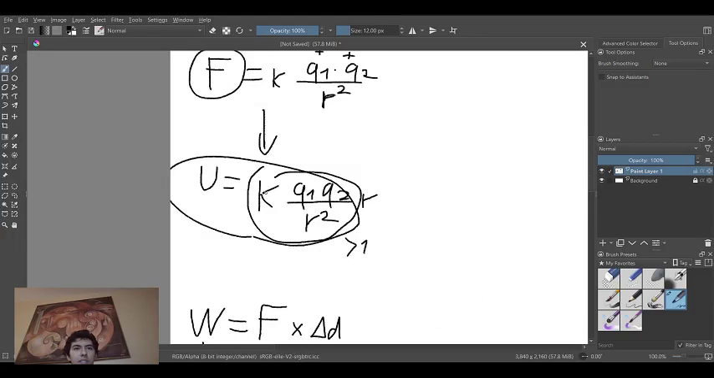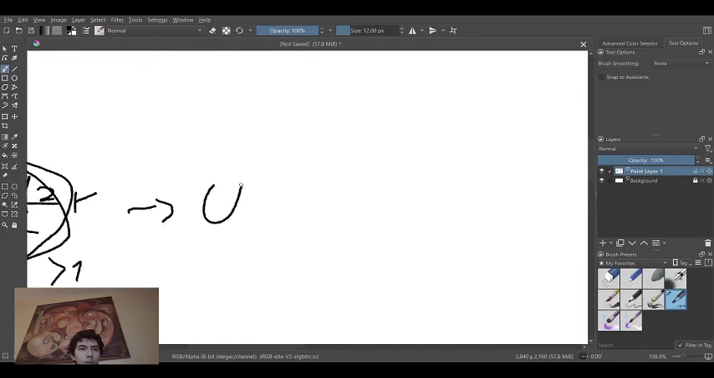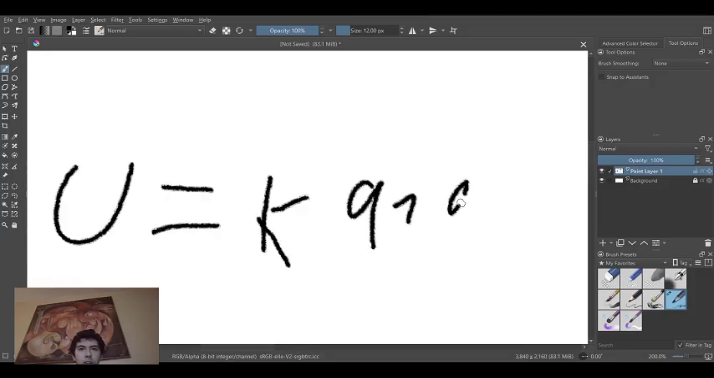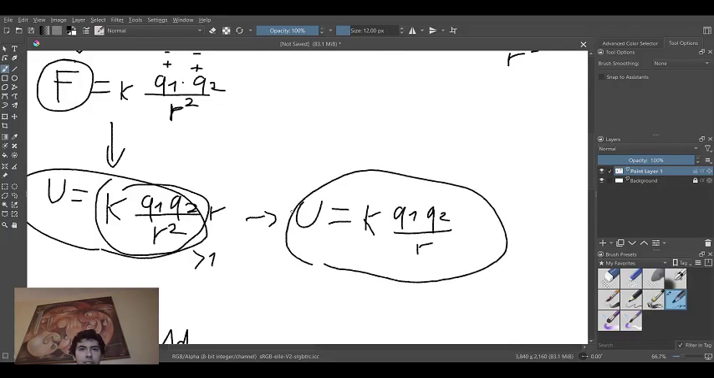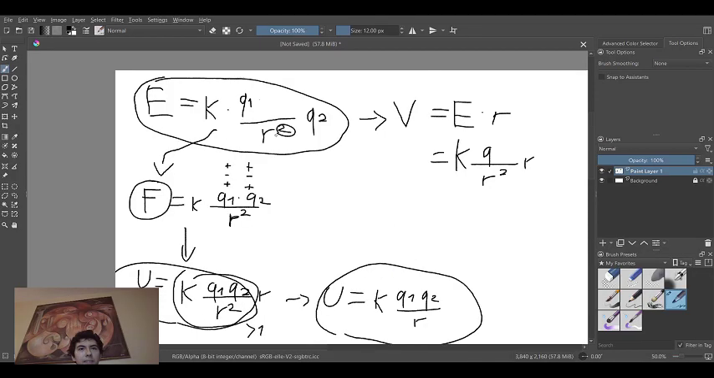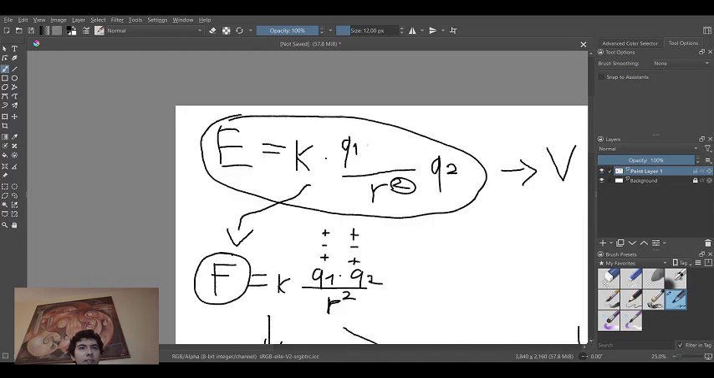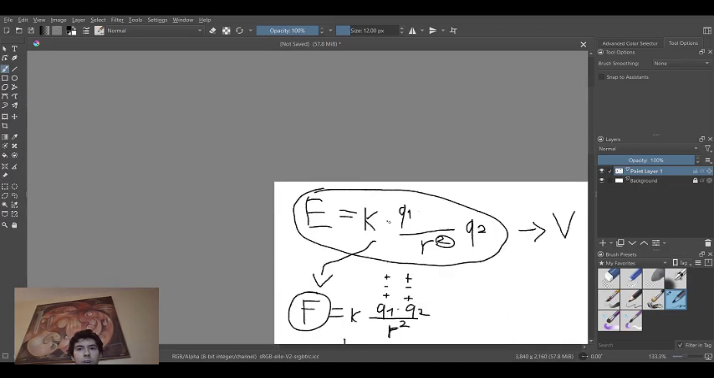But this can be simplified into U equals K Q1 Q2 over R. This is the formula. Now you may notice something. This is like a square. We have like this goes to this, and this goes to this. And actually, this is upside down. This goes in this direction, because in here, what we did is K Q1 over R squared.